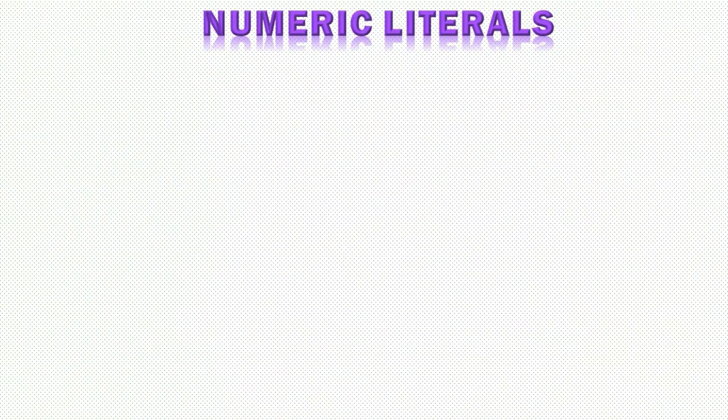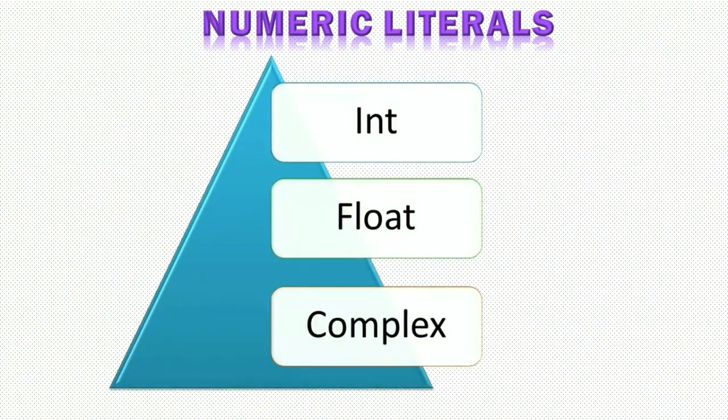Now coming to numeric literals. In numeric literals we have mainly three types: int, float and complex numbers. Int is also known as integers, which are positive or negative whole numbers with no decimal point. Like in the example here, it's given 4, -9 and so on. Int can be represented in 4 ways and we'll be discussing that next.